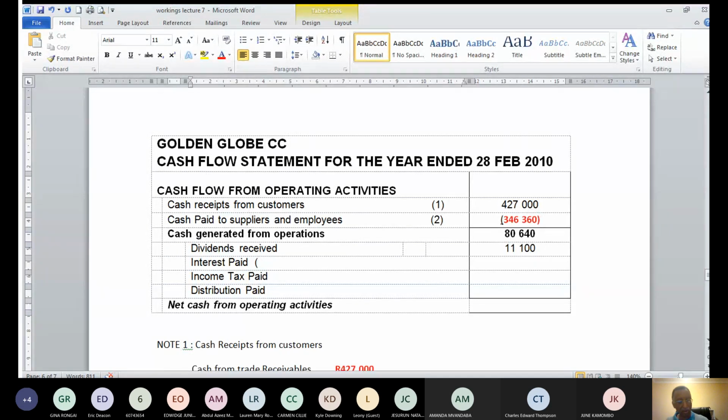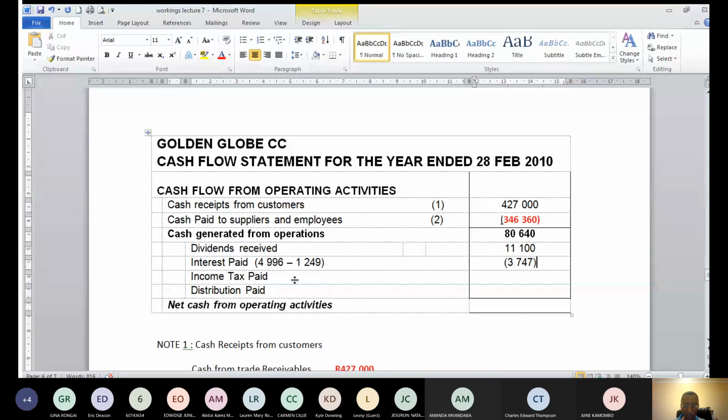Interest on long-term loan, 4,996. However, I didn't pay all of that amount of money because at the end of the year, 1,249 was still due. So my cash outflow was only 3,747. That was my outflow.